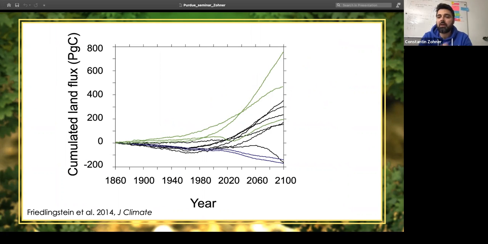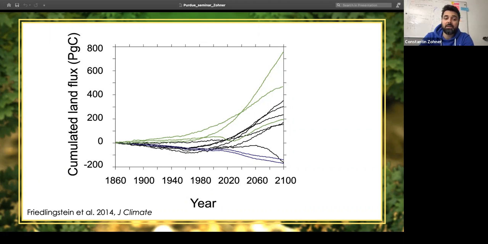So the overall question, of course, is how does climate change affect ecosystems, and how does this affect carbon uptake or carbon release of ecosystems? What we see here is basically a simulation of different Earth system models simulating the cumulated land flux, meaning our ecosystems in the future. Can we expect them to take up more carbon in the future, or can we expect them to actually release carbon?